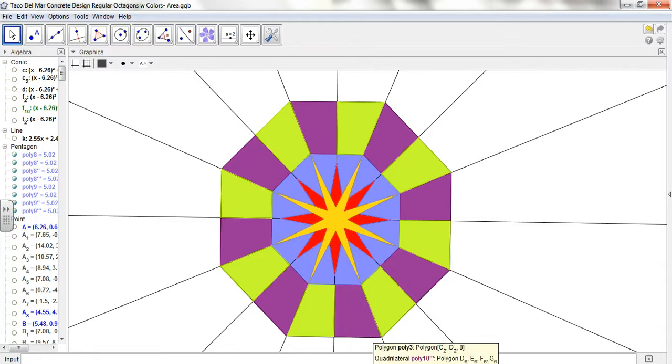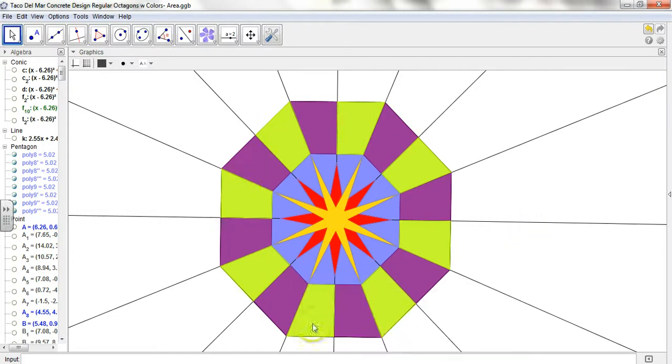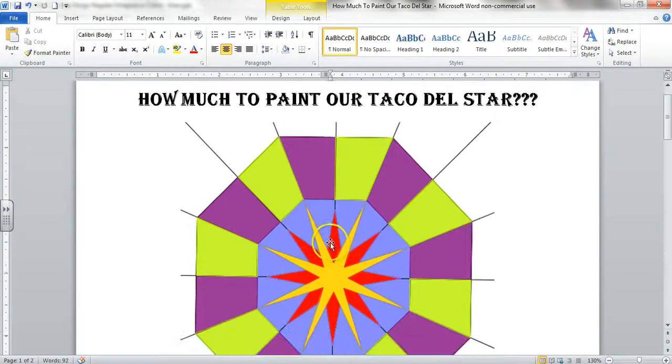Okay, so your job is to take your worksheet that's got this color design on it, and you need to find how much it's going to cost to paint this design based off some figures that I gave you. Okay, so here's your worksheet. How much to paint our Taco del Star?